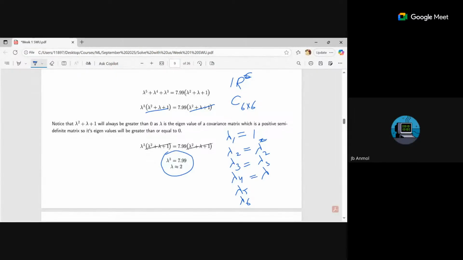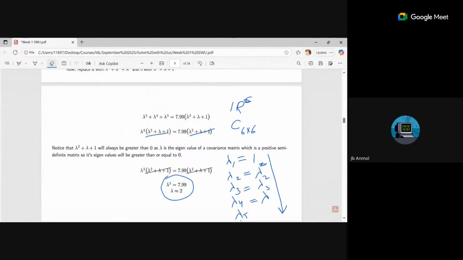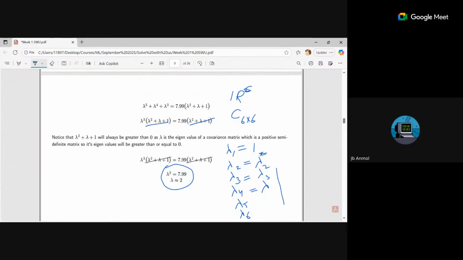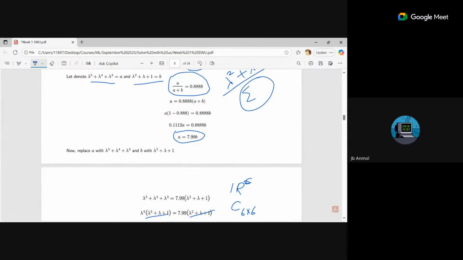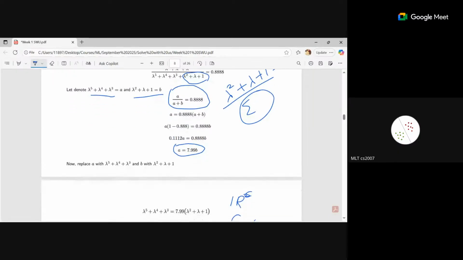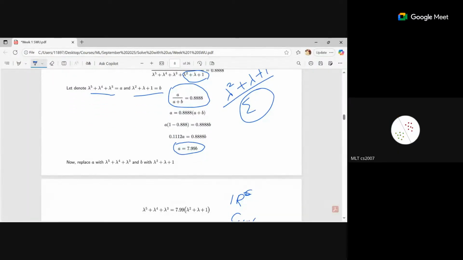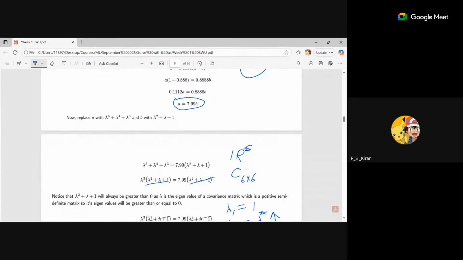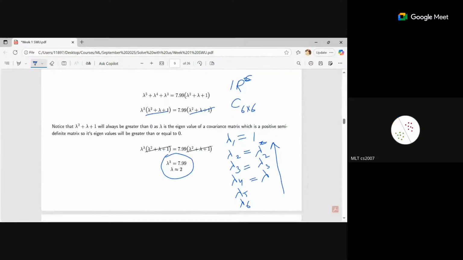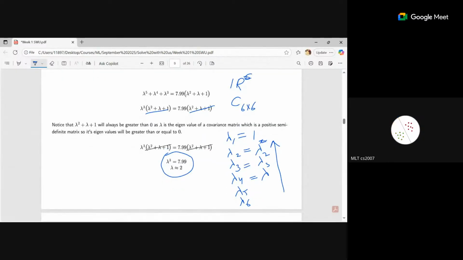Ma'am, can you scroll a little bit up just once? The initial part of the solution. Yeah, here. Thanks, ma'am. Yeah. So also, ma'am, we can take lambda square plus lambda plus 1 common then. Yes, you can take, but make sure you divide it by the total variance.